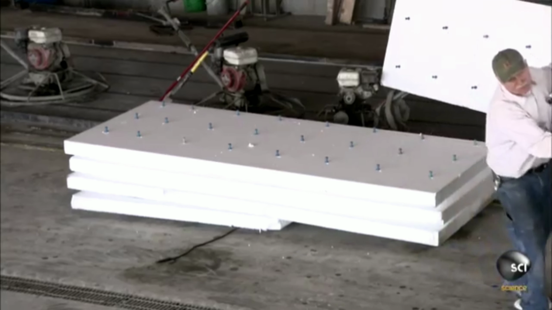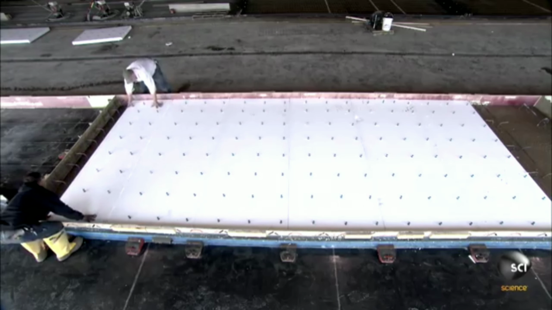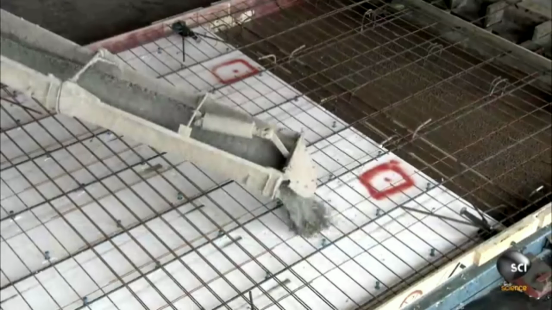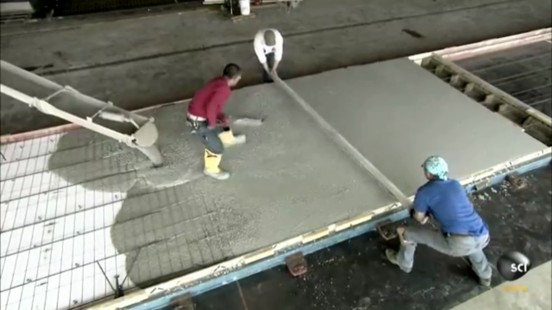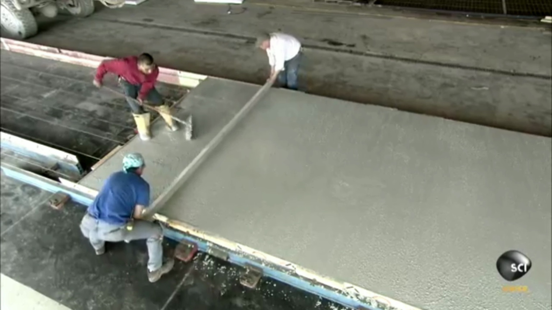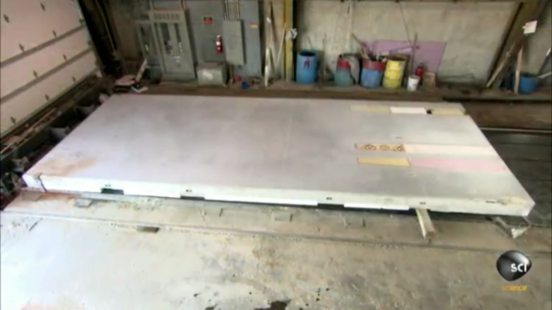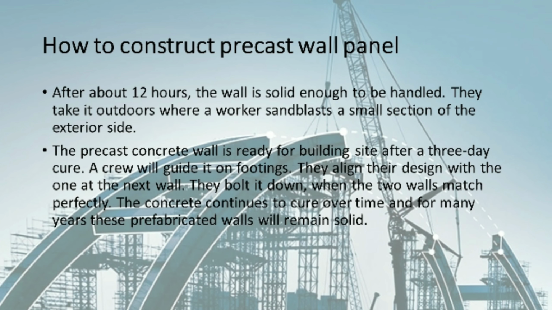At the center of the sandwich is rigid foam insulation. It is studded with protrusions to secure it to the concrete. More steel reinforced concrete completes the wall sandwich. The final layer will face the inside of the building, so the crew takes extra care to ensure that there are no pits or crevices. And then after about 12 hours, the wall is solid enough to be handled.